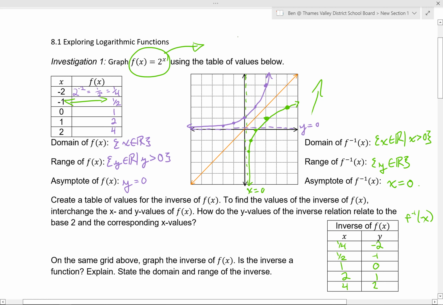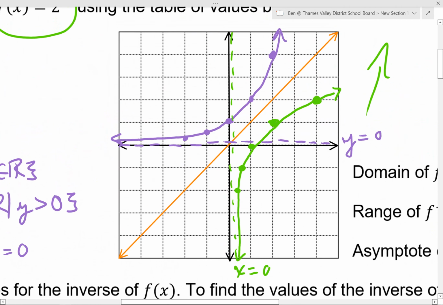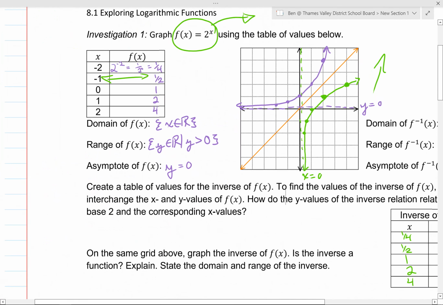So we're plotting x = 2^y, right? After we switch our x and y. Now let's see. Is this inverse a function? We can double check. We can zoom in on this inverse function, this green that we've just drawn. Is this a function? Absolutely. It passes our vertical line test. So yes, this is a function.